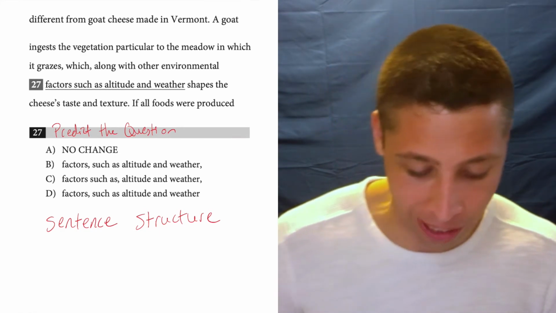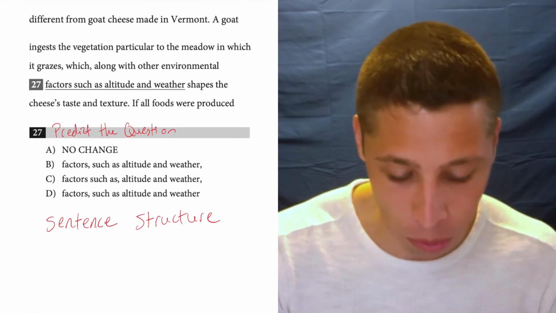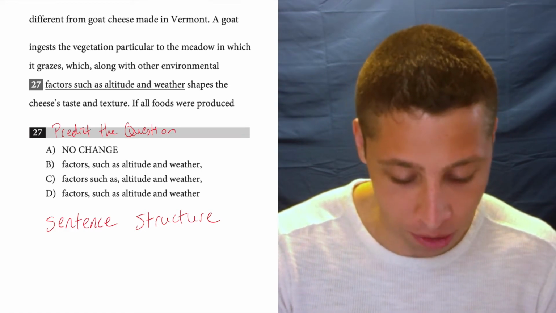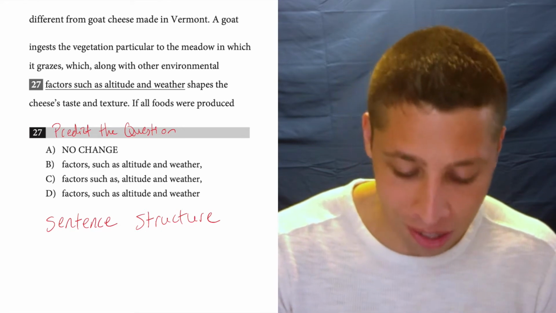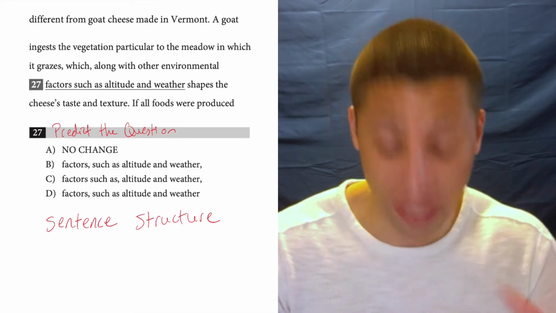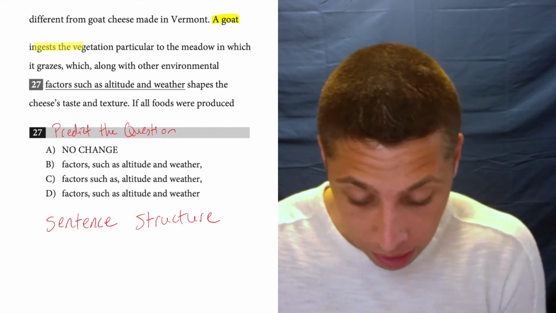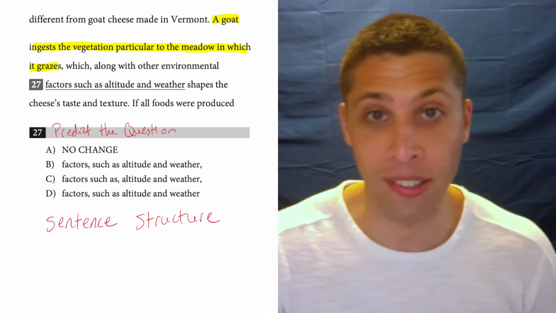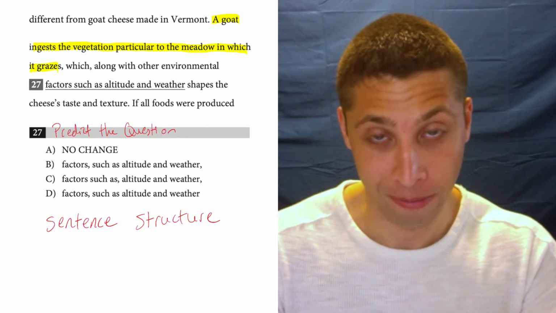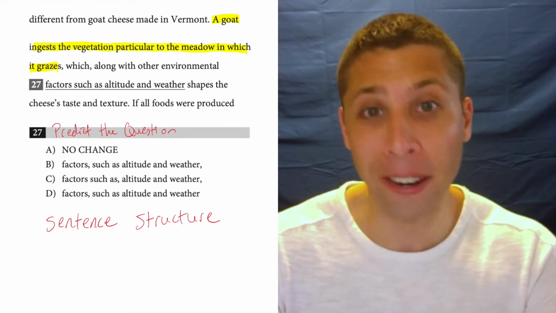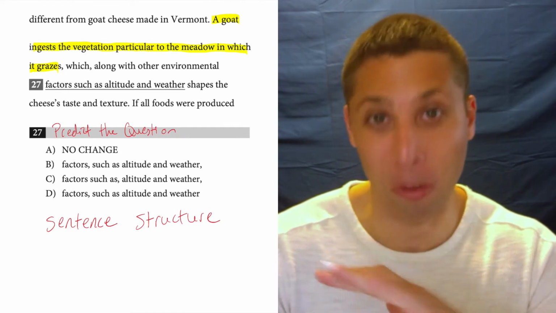So let's take a look. A goat ingests the vegetation particular to the meadow in which it grazes, which, along with other environmental factors such as altitude and weather, shapes the cheese's texture and taste. So what's my main sentence? A goat ingests the vegetation particular to the meadow in which it grazes. That's my main sentence. If I put a period right there, I'd be good. I have a complete idea that's grammatically correct.